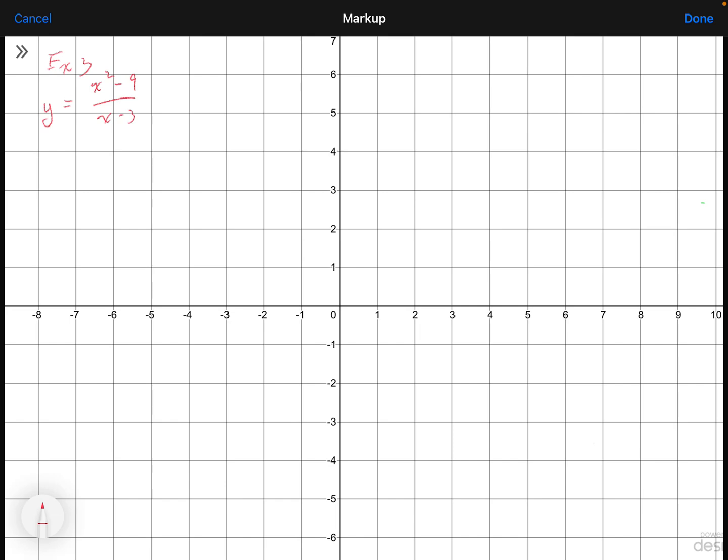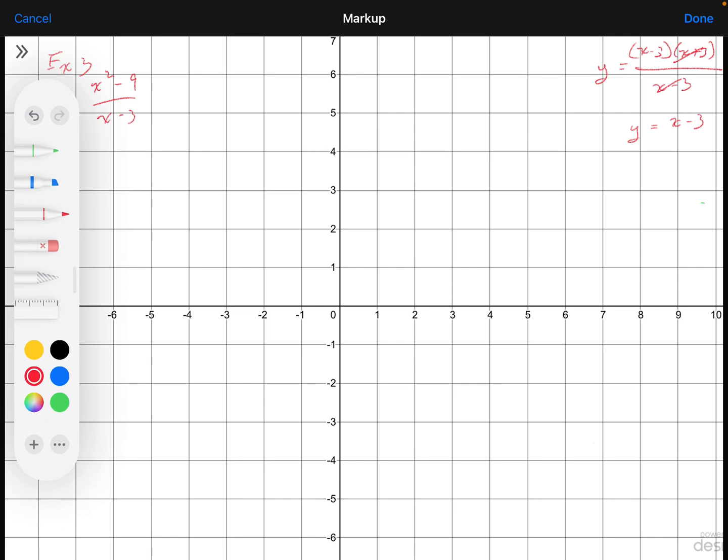So let us look at the next example. y is equal to x squared minus 9 divided by x minus 3. A good first step always is to factor the numerator and the denominator whenever possible to see if factors cancel each other out. And what we see here is we have a common factor that cancels out, and that factor is x minus 3.